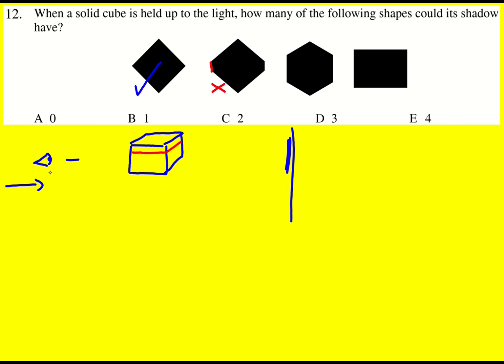D is a bit like if we moved our eye to here and looked at it, because you could draw these lines in on it. You would get this sort of hexagon shape if you look at it from a certain angle. So that is going to be possible as well.